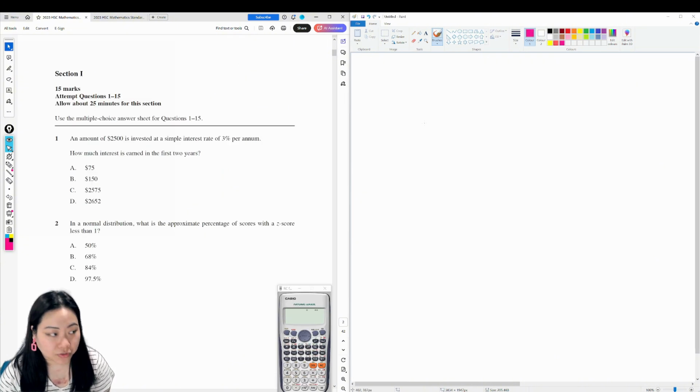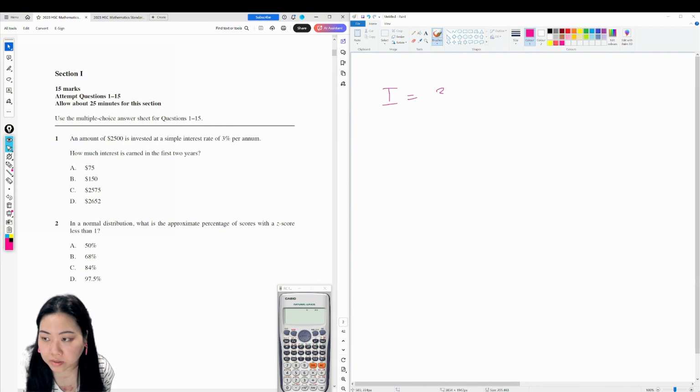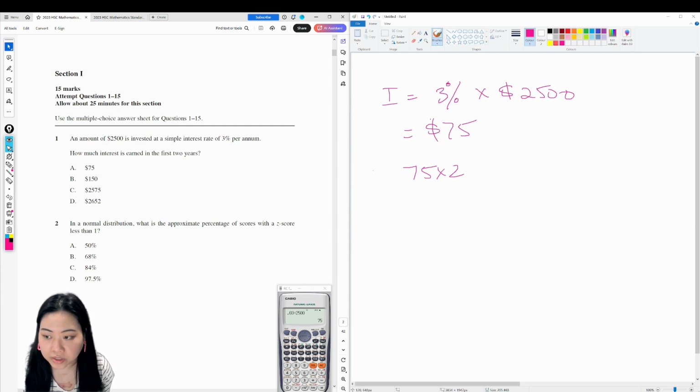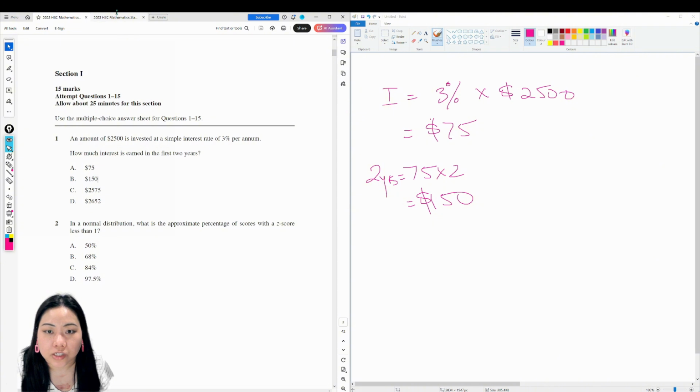Question 1. An amount of $2,500 is invested at a simple interest rate of 3% per annum. How much interest is earned for the first 2 years? All we need to do is find how much they earn for the first year, and then they earn the same amount again on the second year because it's simple interest. So let's find the first year interest, which would be 3% of the $2,500, which would be 0.03 times 2,500. That's $75 for the first year. Double it, which will give you interest for 2 years. That should be B. Let's check the answers.